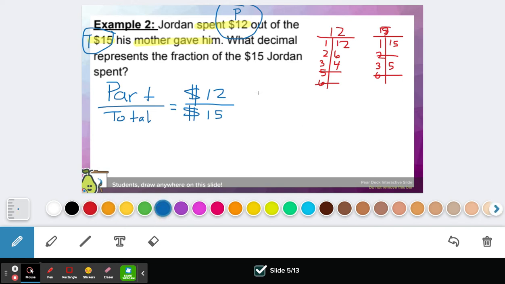So here, let me try this blue. I'm trying to find the largest number that both 12 and 15 share, okay? So if I look, they share 1, but that's not going to do anything. 2, this one doesn't have a 2, but they both have a 3. So that means I can divide both of these numbers by 3. 12 divided by 3 gives me 4. 15 divided by 3 gives me 5. So now I have 4/5 to work with.